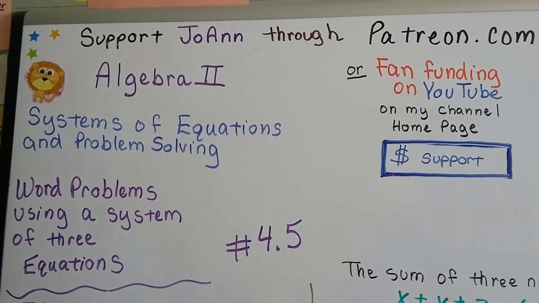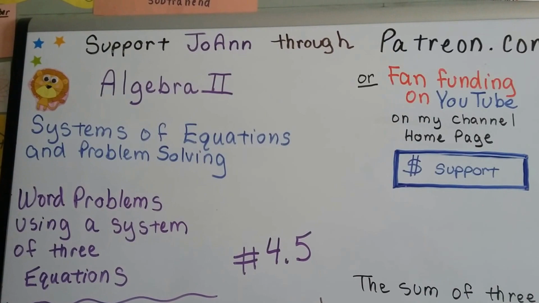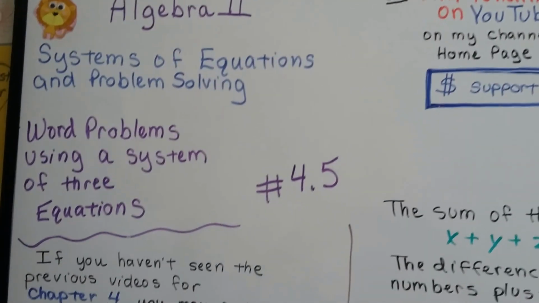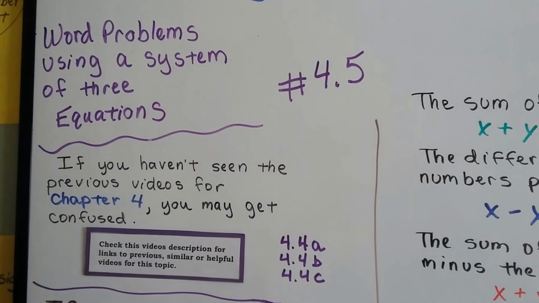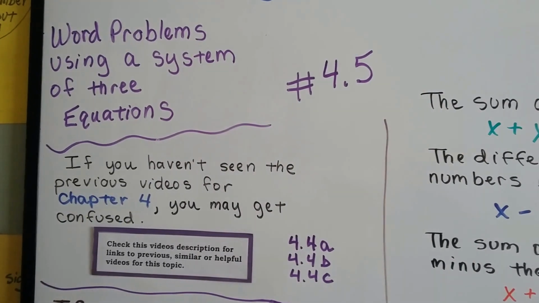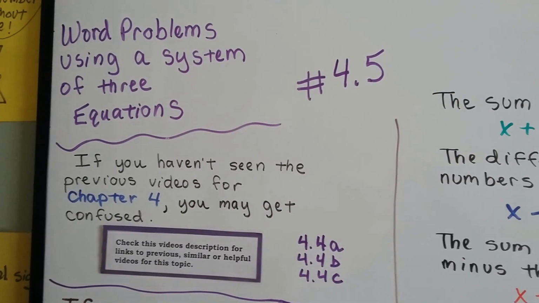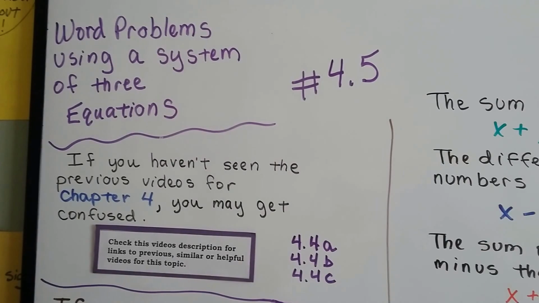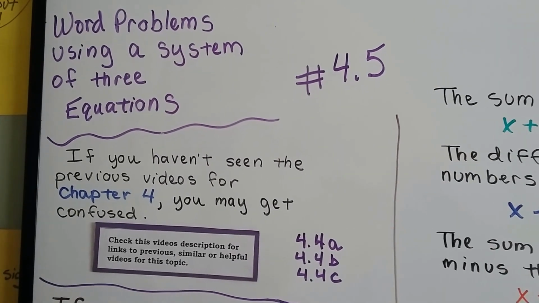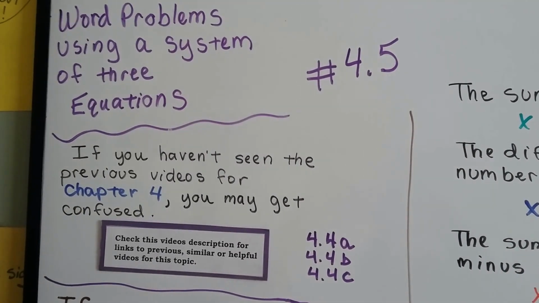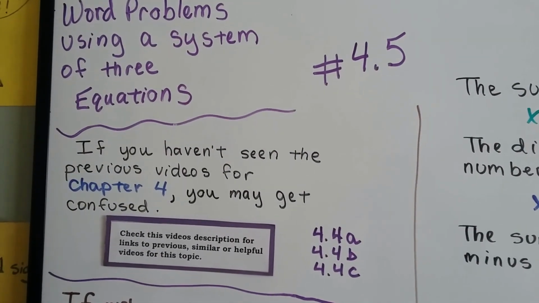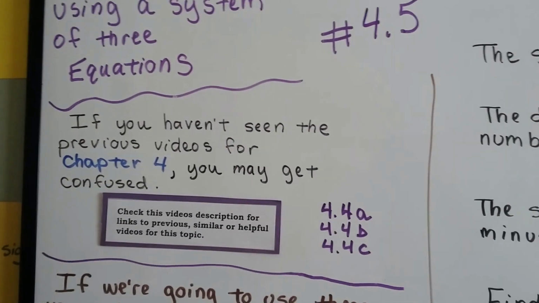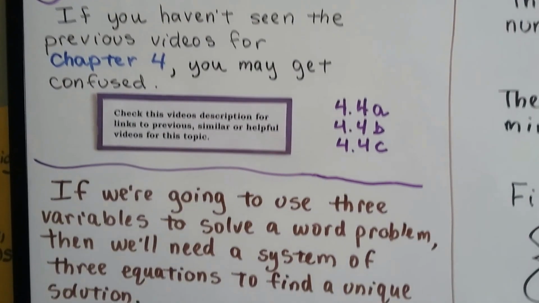Algebra II 4.5, Word Problems Using a System of Three Equations. Now, it's really important that you watched videos 4.A, B, and C. It would also help if you watch D, but if you at least watch those three videos before this one, or you understand systems of three equations, you're going to be okay. Otherwise, you're going to get confused, and there's a link in this video's description to see those.